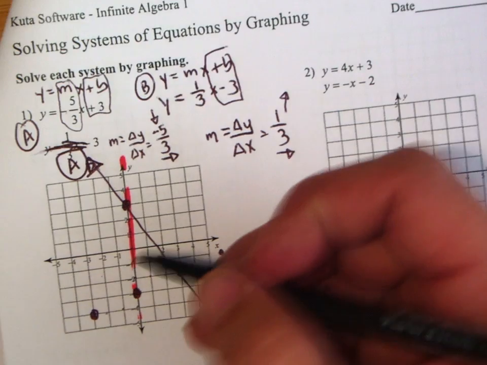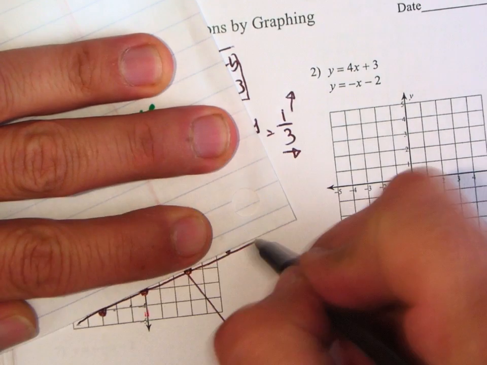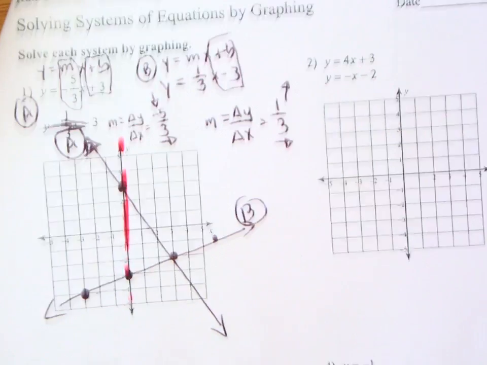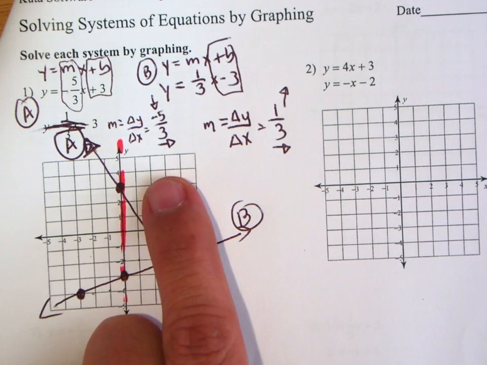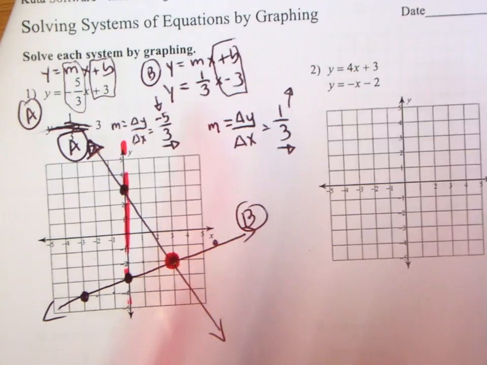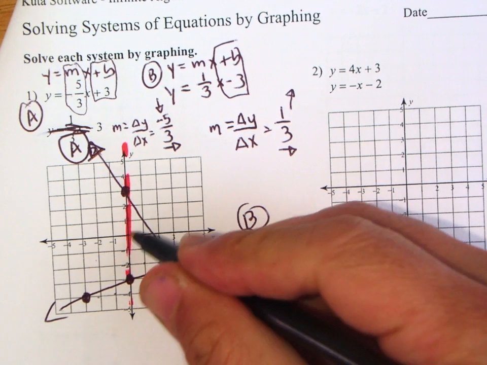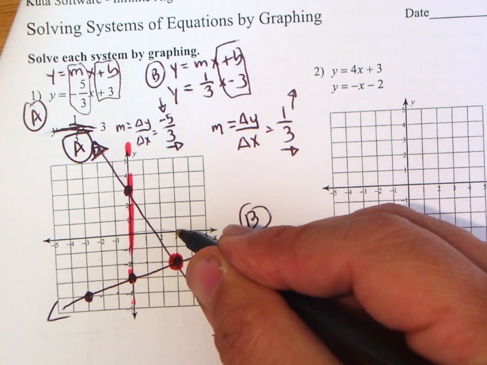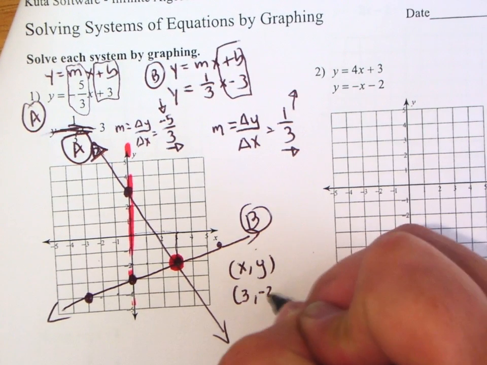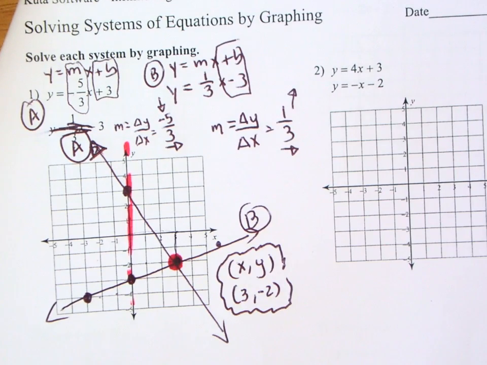And I don't have a ruler. Oh, here, right? It's a paper. I have a paper. So go ahead and draw that. So this will represent the graph B. And that's it. Now your solution is your point of intersection. Where do they meet? Right there. That's where they meet. So what is your x comma y? So your solution is 3 comma negative 2. And that's it for that one.